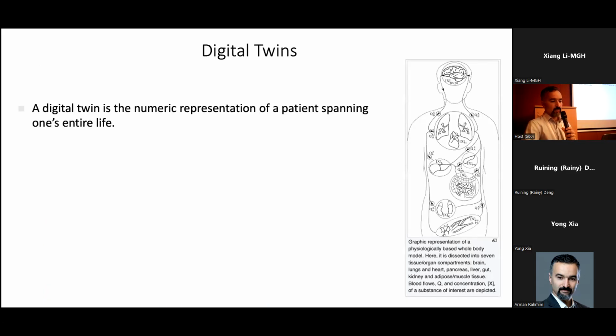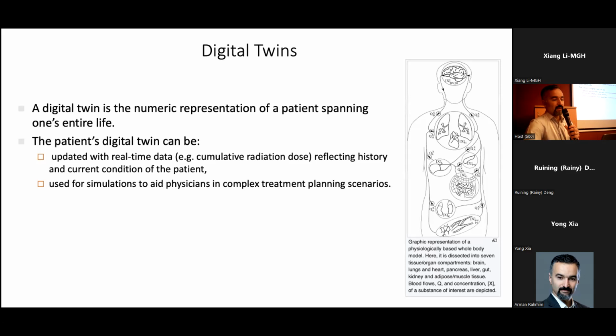therapies. So what is a digital twin anyways? It's a numeric representation of a patient, and it could span even one's entire life. It can be updated with real-time data, for example, cumulative radiation dose that they're getting, reflecting history and current conditions. So a digital twin also can be aging and can be changing with time for two reasons. One, you're getting more information about the patient, and two, the patient is actually evolving. And so this can be used for virtual therapies and simulations to aid physicians in complex treatment planning scenarios.